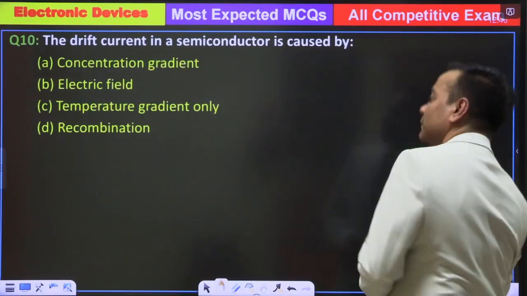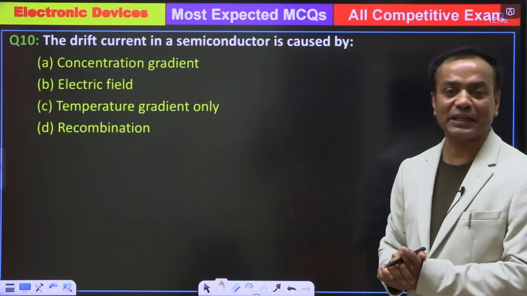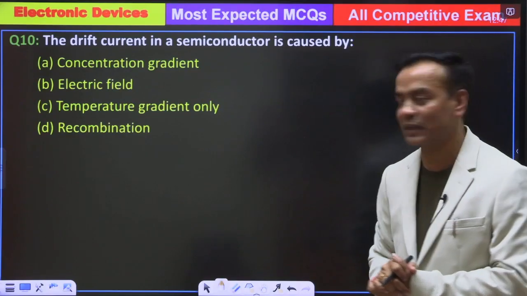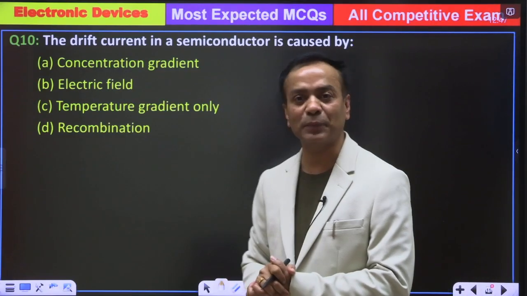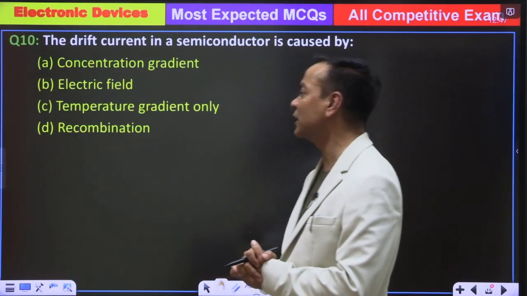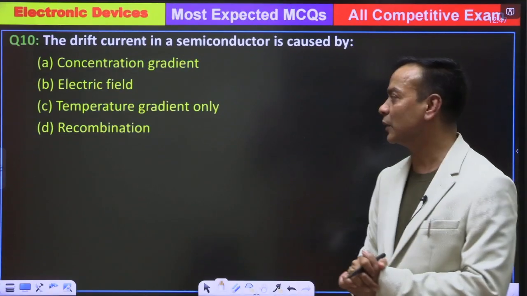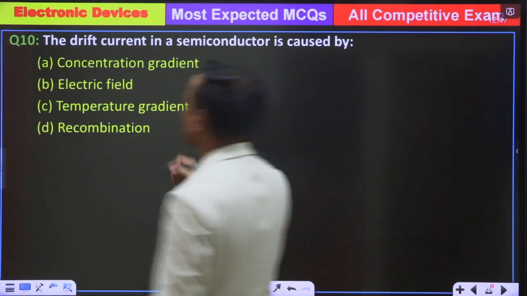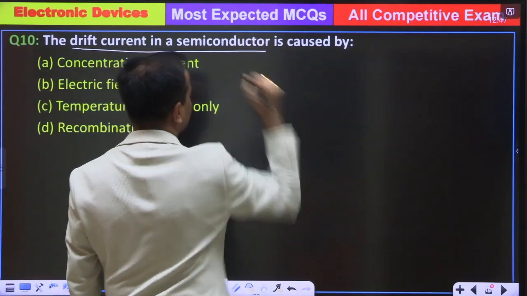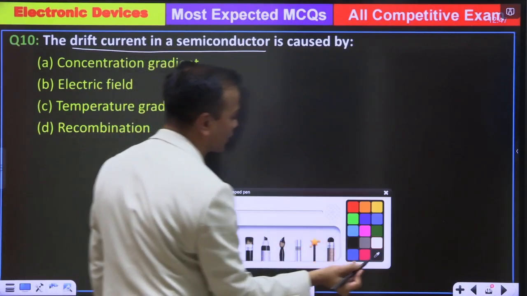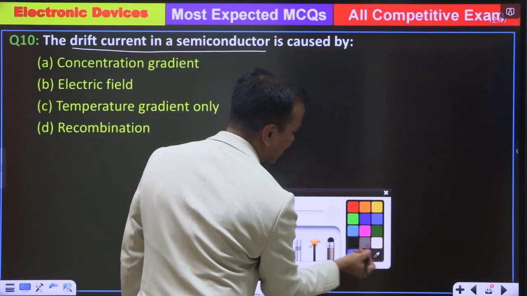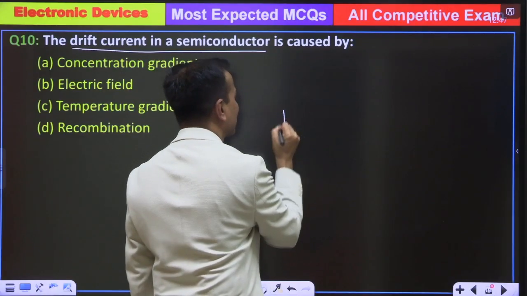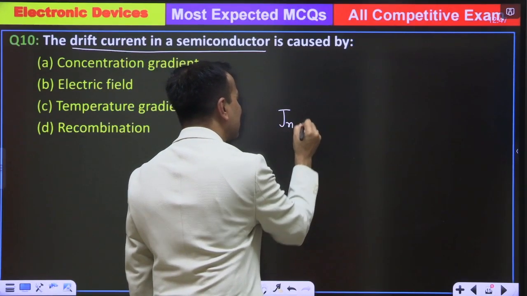Now next: the drift current in a semiconductor is caused by option A concentration gradient, option B electric field, option C temperature gradient only, option D recombination. Here I should write about the drift current in a semiconductor. First of all I'll write the formula, then you can say the answer also. So what will be the answer? Here I'm writing J in drift.